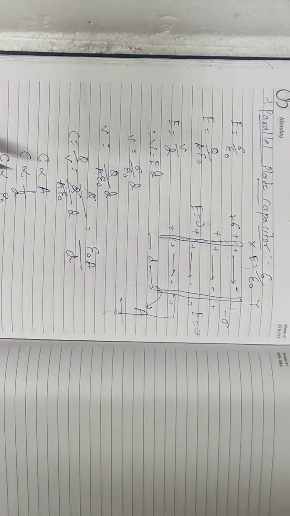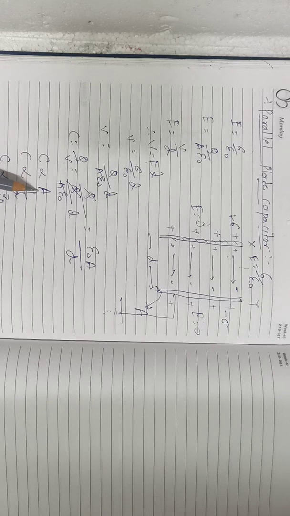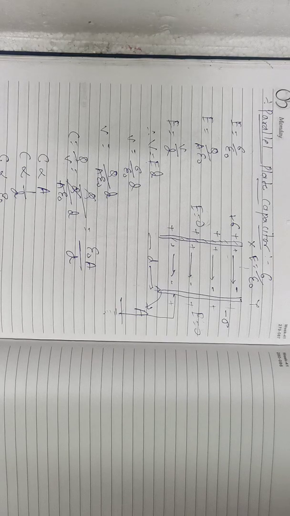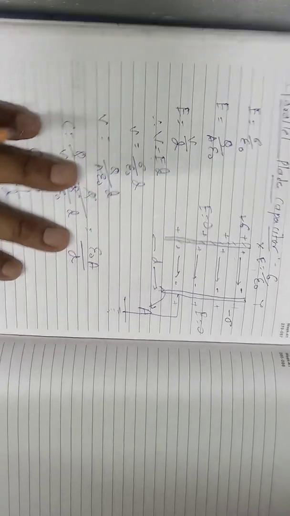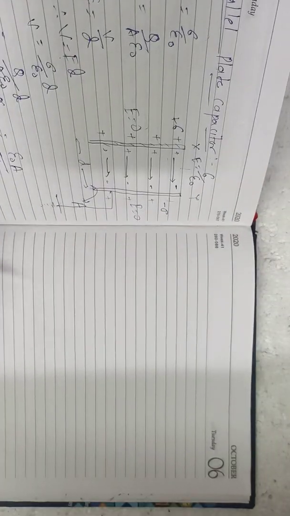From here we can conclude that capacitance is directly proportional to the area of the plate, inversely proportional to the distance between the two plates, and directly proportional to the permittivity of the medium between the two plates. After that, two things are there which are not in our syllabus, but I can tell you how to find those formulas: the capacitance of a parallel plate capacitor and the capacitance of a cylindrical capacitor.